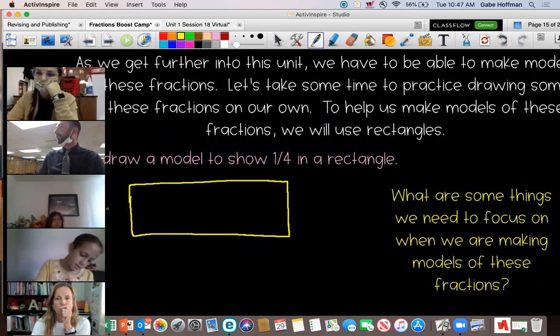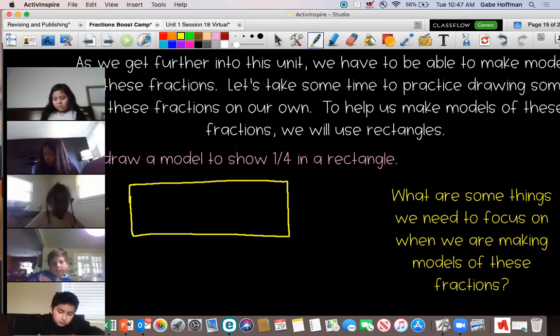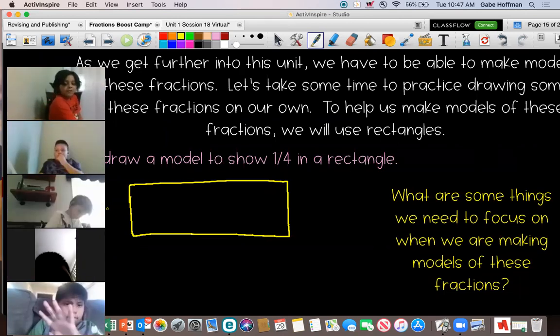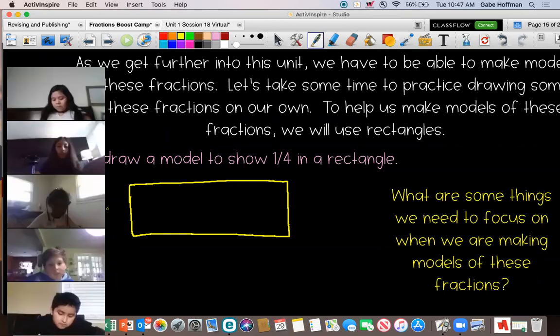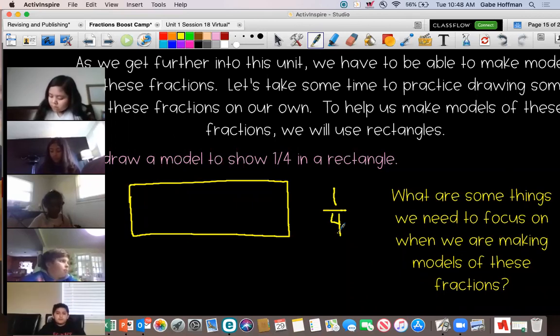So this is 1/4. So how many total pieces am I going to have inside this rectangle? Denise, how many total pieces will be on the inside of this rectangle if it's 1/4? 4. 4, thank you, right? My denominator is 4 in 1/4. So I'm going to show you my fancy trick for making 4s that are equal. The first thing I'm going to do is take my rectangle and draw a line right down the middle and split it directly in half. So I should have 2 equal pieces.